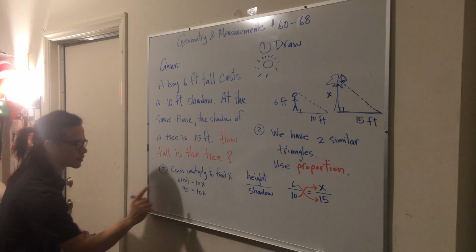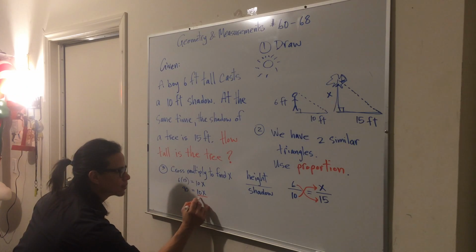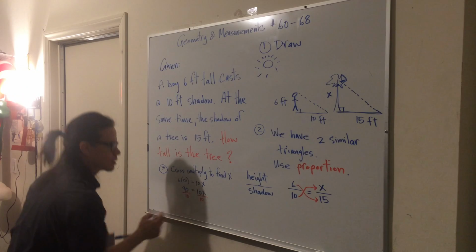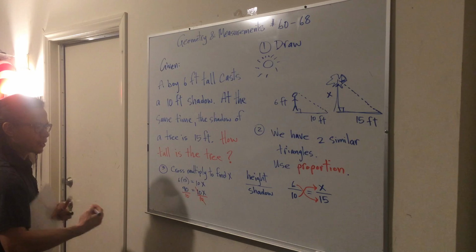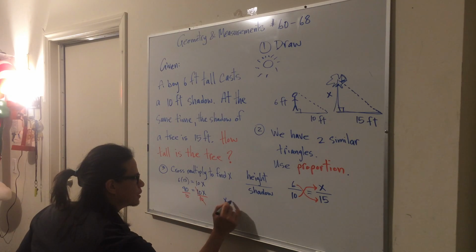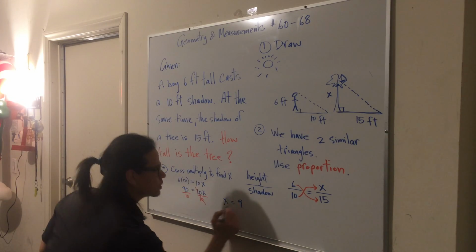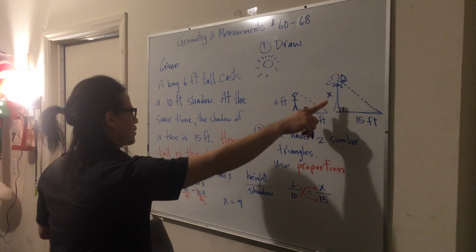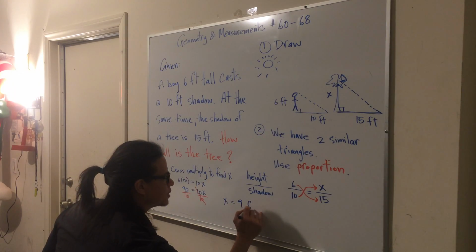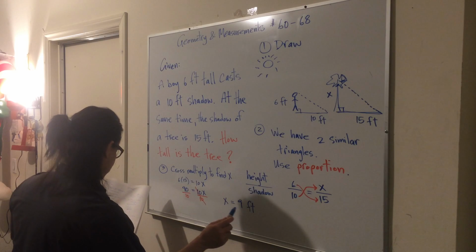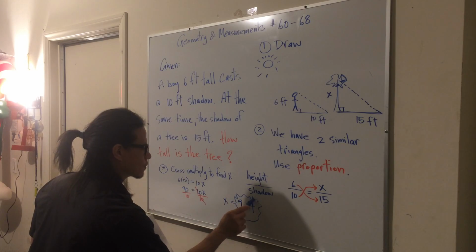Okay, I think you can take it from here. Let's get rid of the 10. What's the opposite of times 10? Okay, so the 10 cancels out. It leaves us with x is equal to 90 divided by 10. So ultimately x equals 9. So in response to this question, we'll say the tree is 9 feet tall. There you go.